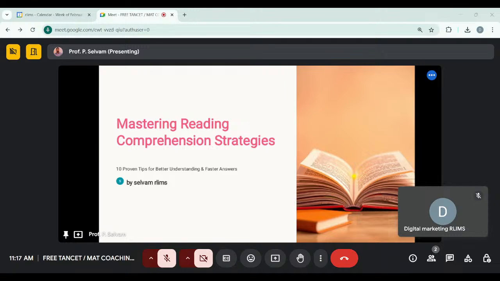If you do so, you cannot be successful in saving time, you cannot be successful in understanding the whole meaning of the passage, you cannot be successful in attempting this entire section. First of all, I'll tell you why we shouldn't do that. The subsequent slides will help you understand the 10 proven tips for better understanding and faster answers.